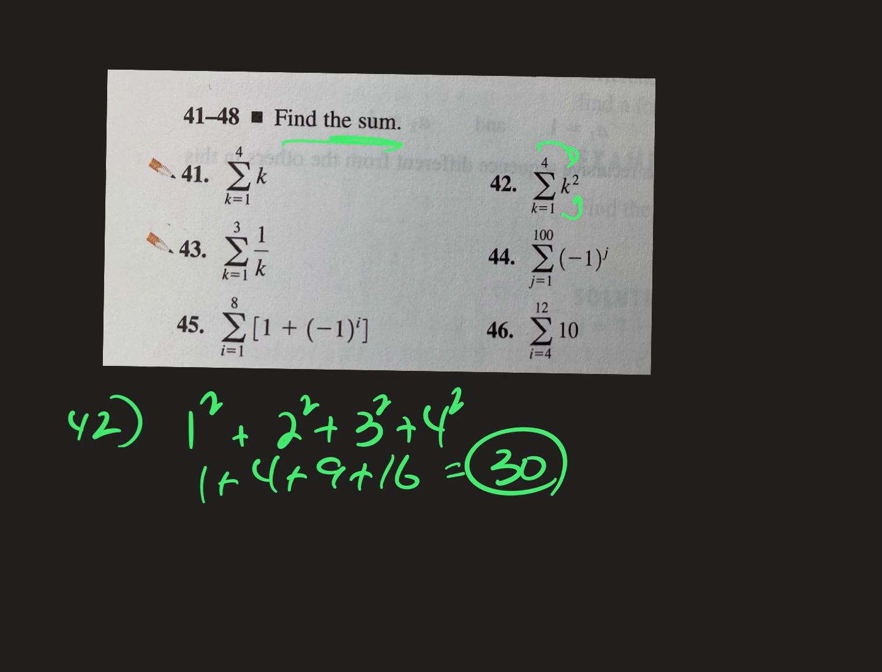When it says find the sum, I do wish you'd write those out. They're not giving you 44, but you're going to find a pattern for 44. That looks fun too. Okay.